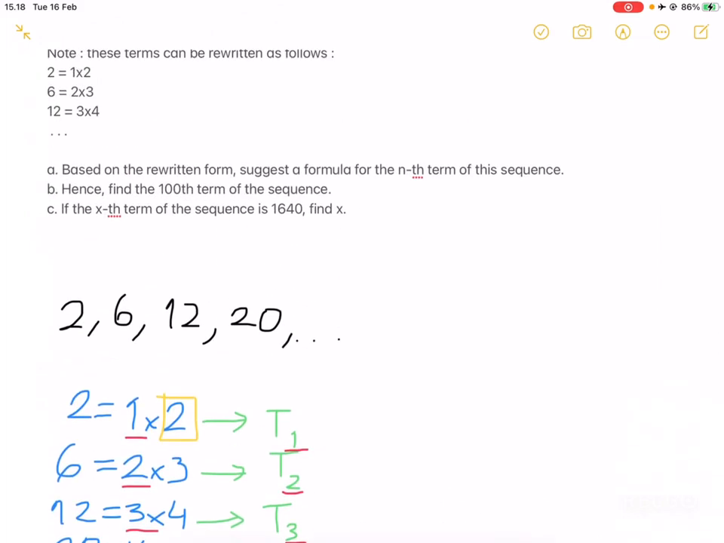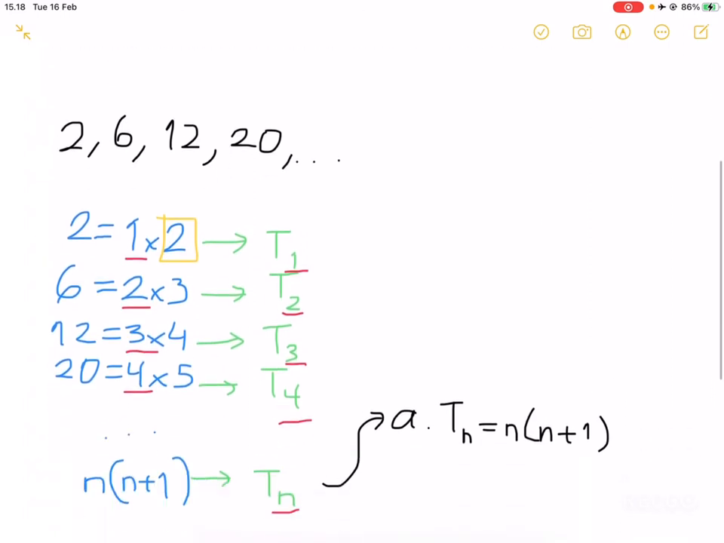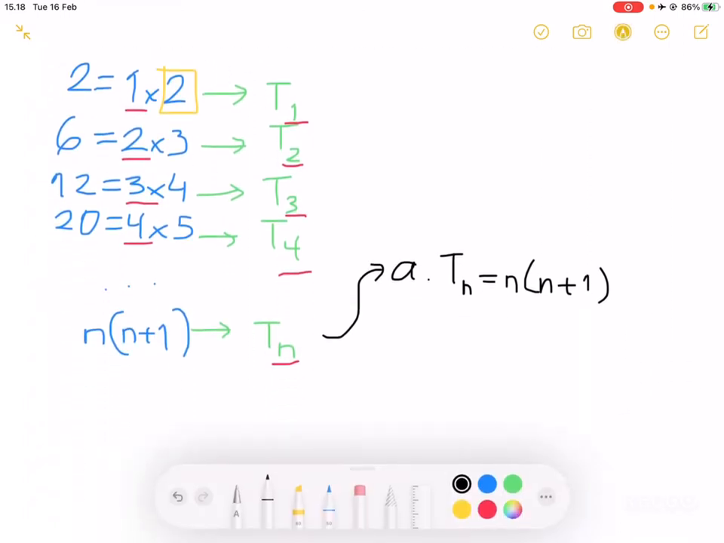Right, for B, it's pretty simple. You can just substitute n equals 100 into this formula. T of 100 is 100 times 100 plus 1, which is 101. This will be equal to 10,100.